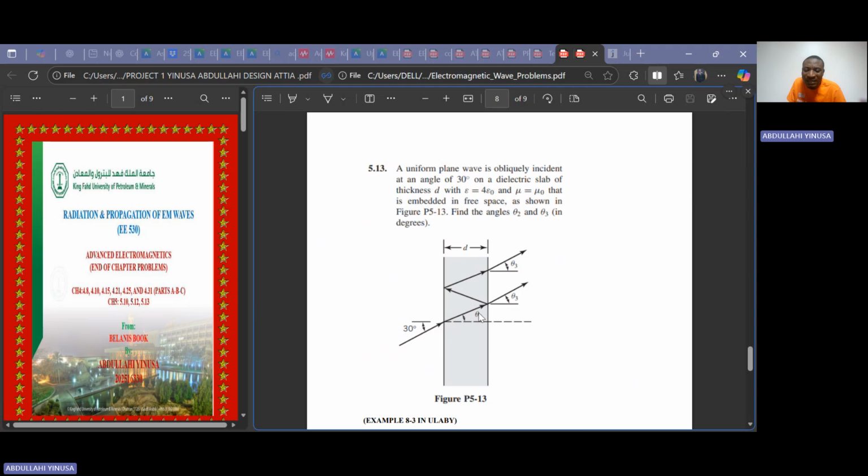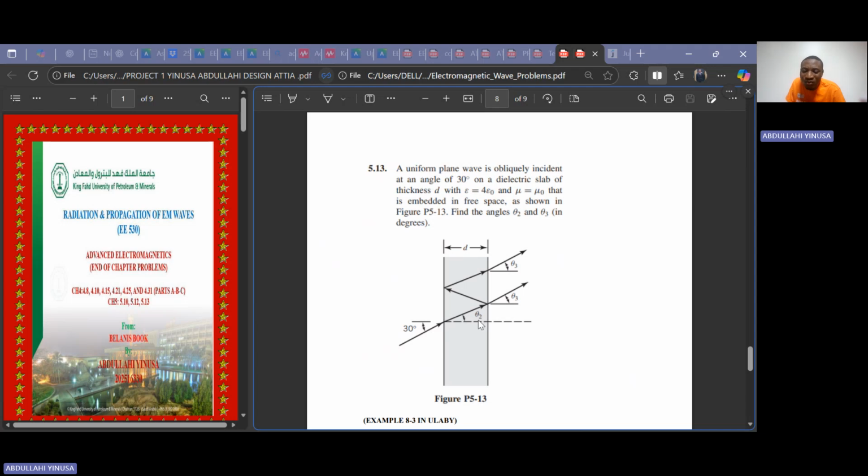This has become our incident angle, the angle of incidence theta 2. We're going to apply Snell's law at this place too. N2 sine theta 2 is equal to what? N3 sine theta 3. And what is N3? Because this is free space, it is going to be 1.